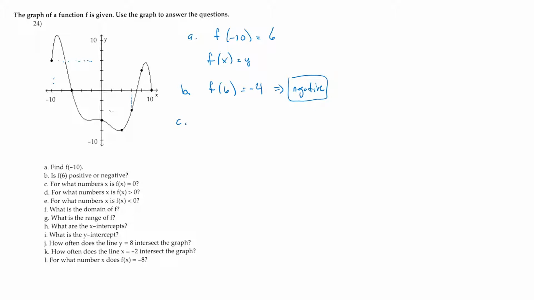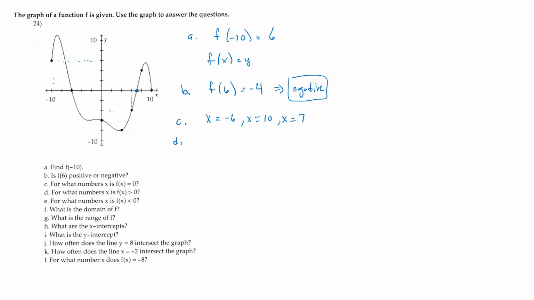For what numbers x is f of x equals 0? They're asking me what x coordinates have a y value of 0. If x is negative 6, the y coordinate is 0. If x is equal to 10, the y coordinate is 0. And it looks like if x is equal to 7, the y coordinate is 0. This point right here has an x coordinate of 7 and a y value of 0. So there's 3 x coordinates that have a y coordinate of 0.